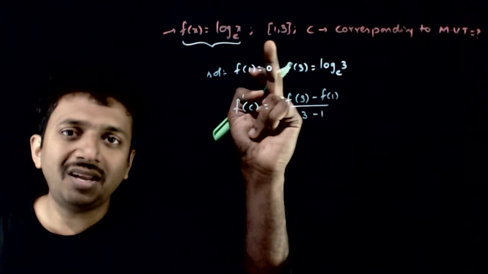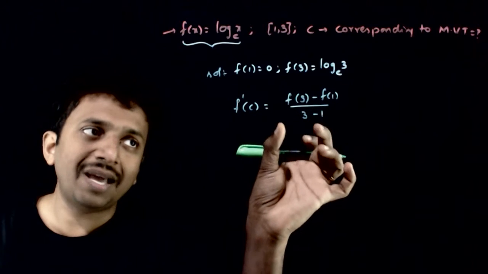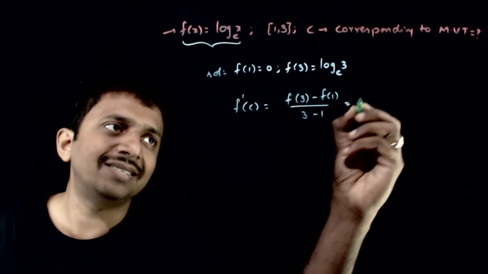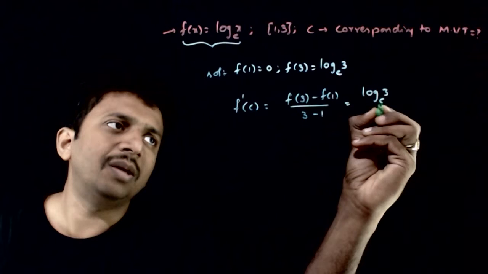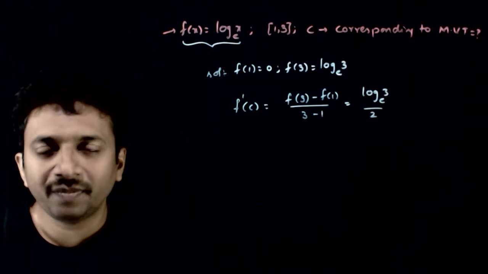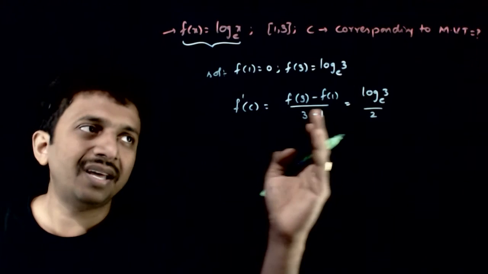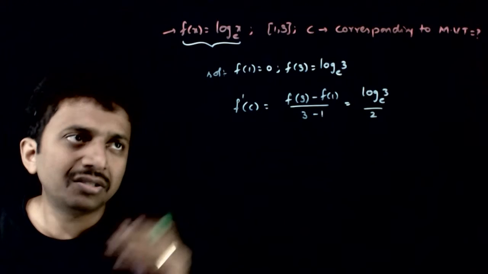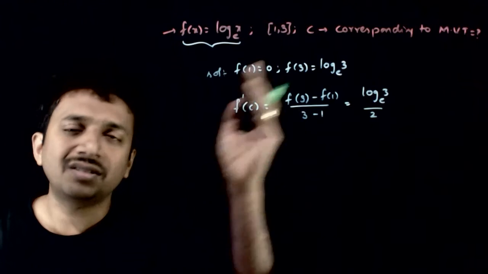So here b is 3 and a is 1. So f of 3 minus f of 1 by 3 minus 1, that is log 3 to the base e minus 0 by 2. So you should have at least one c where the differentiation value is this. You're asked to find the c in this question.